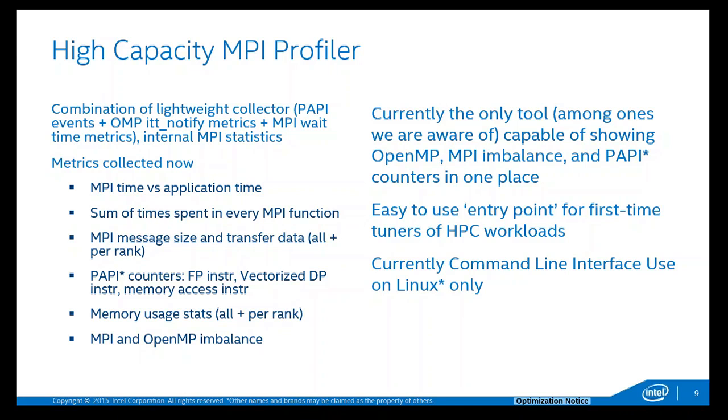So it's fairly easy to figure out if you have a potential imbalance in the code. At this point in time, that we're aware of, of course, we have to make that disclaimer, it's the only tool out there that will show you the OpenMP MPI imbalance, as well as the PAPI counters all in one place.